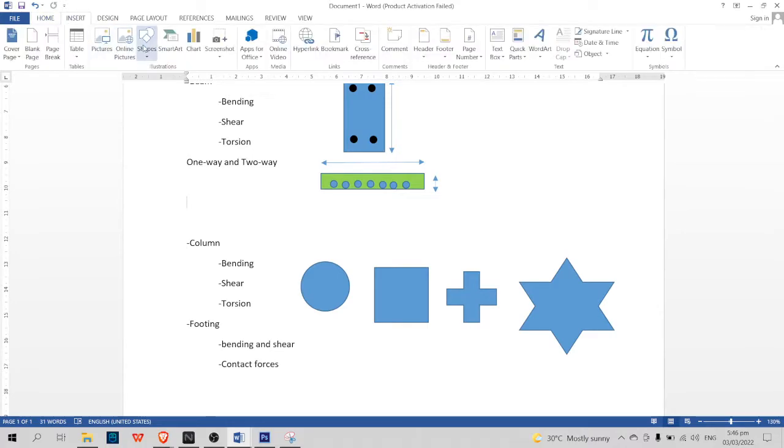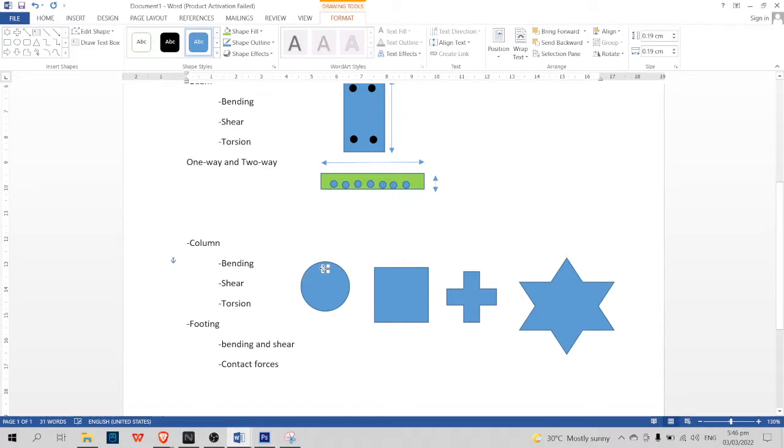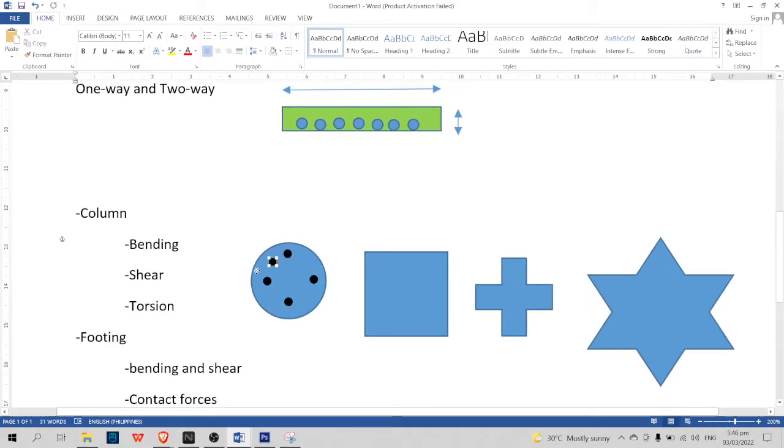Then, for the columns, dapat ito naman, ang column sa bilog kasi medyo complicated. Of course, dapat yung bakal nakasunod doon sa pagkabilog nung column natin. Zoom in ko lang para lumabas yung green line. Okay. So, yun. Ganyan.